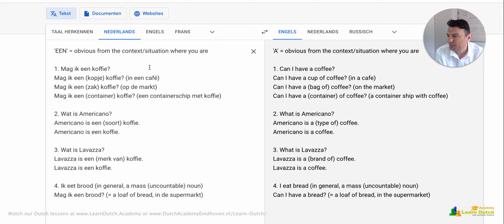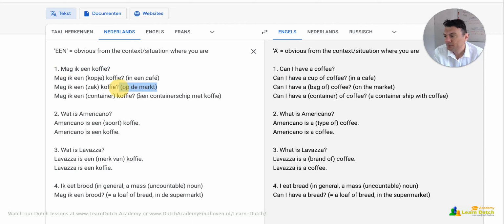Here I have some examples. So een you use when it's obvious from the context or from the situation where you are. Mag ik een koffie? You see, coffee is uncountable and we use een. In a cafe, actually it's obvious that you're asking not a bag of coffee, not a container, but a kopje koffie. So that's why we skip kopje in spreektaal, spoken language, because it's obvious. In this case you would say, mag ik een koffie? Can I have a coffee?